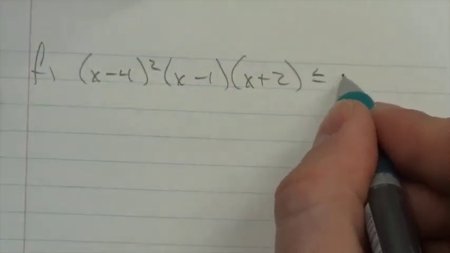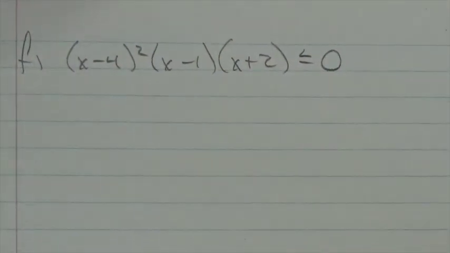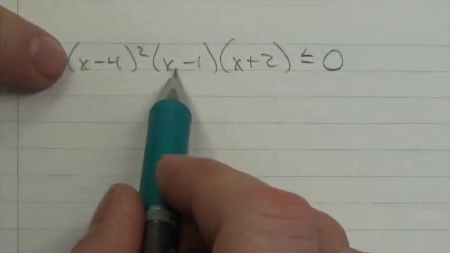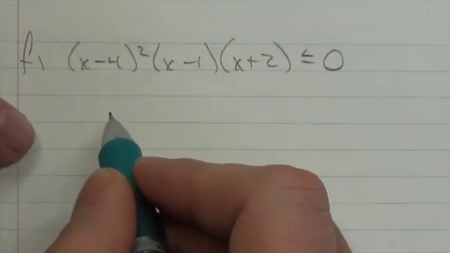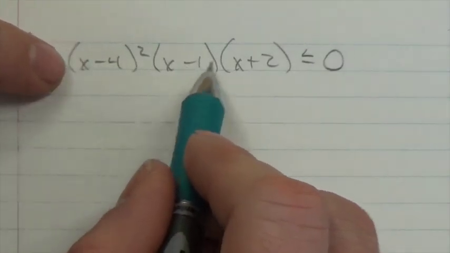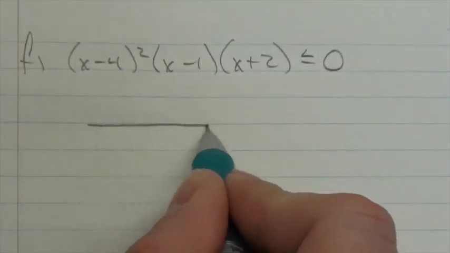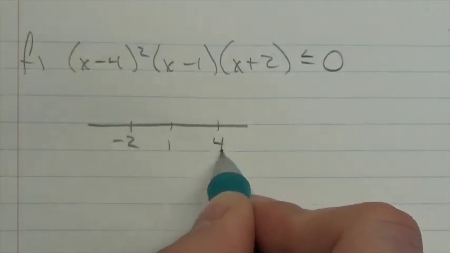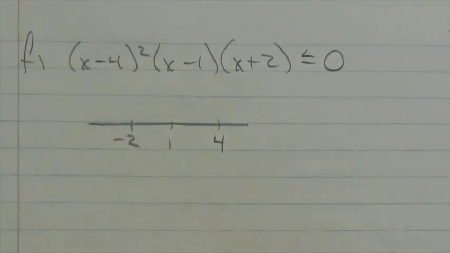Okay, let's just say I'm looking for where this particular function is less than or equal to 0. Now it's in factored form already. It's a polynomial. So I'm going to yank out of this what its roots are, and its roots are going to be positive 4, positive 1, and negative 2. Let's just draw that out. So here in order, negative 2, positive 1, positive 4. I don't really care about the scale, just so long as they're in the right order.